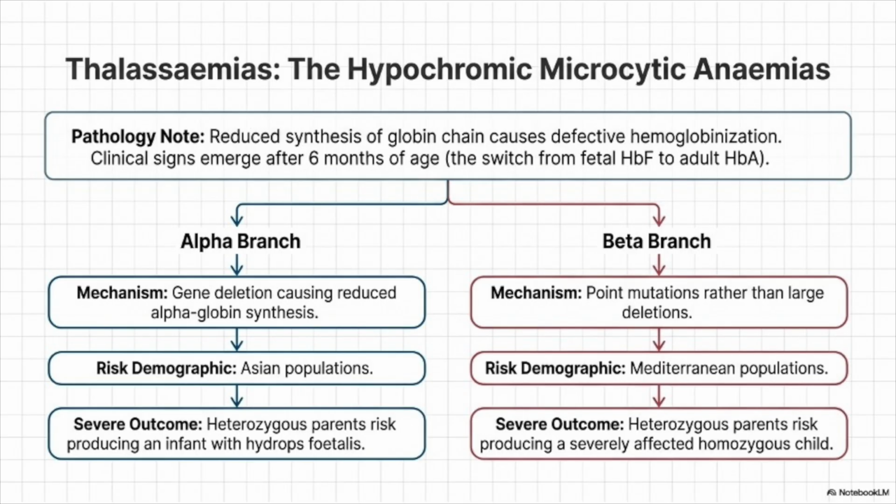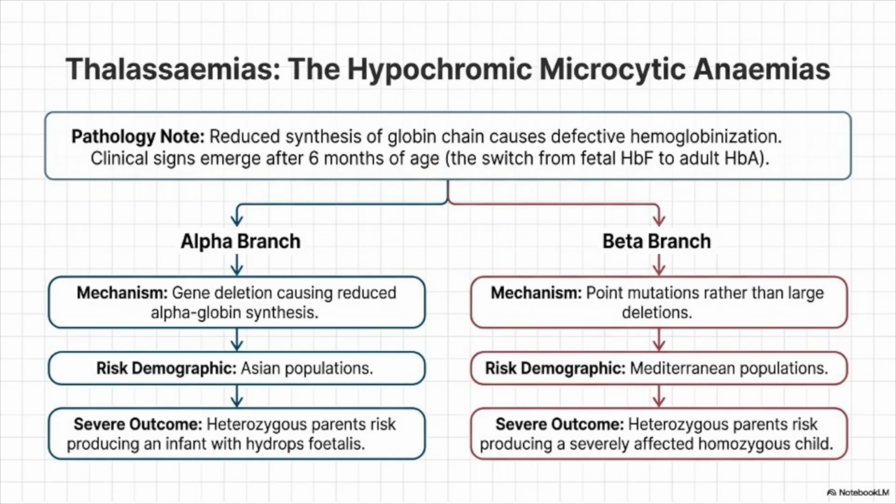Thalassemias are hypochromic microcytic anemias caused by reduced synthesis of globin chains, leading to defective hemoglobin formation. Clinical signs typically emerge after 6 months of age when the body switches from fetal hemoglobin to adult hemoglobin. In the alpha branch, the mechanism is a gene deletion, reducing alpha globin synthesis, mostly affecting Asian populations. And in severe cases, heterozygous parents risk producing an infant with hydrops fetalis.